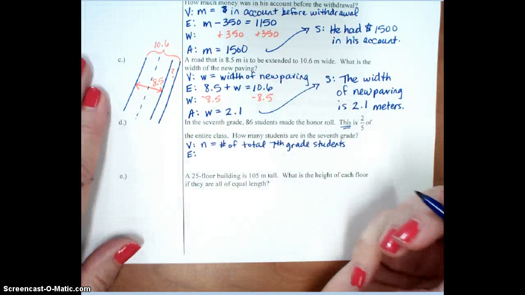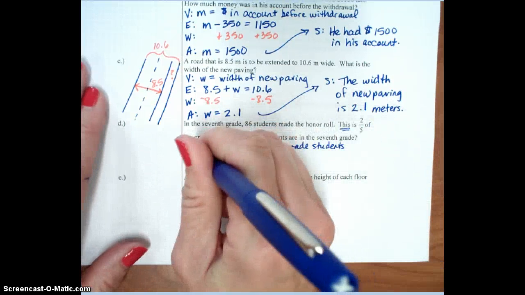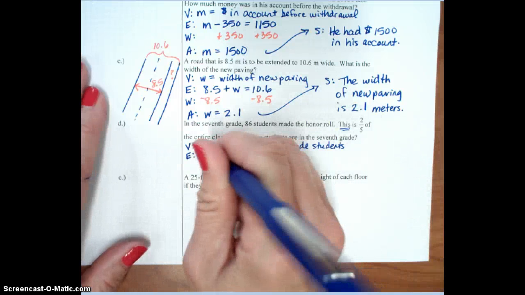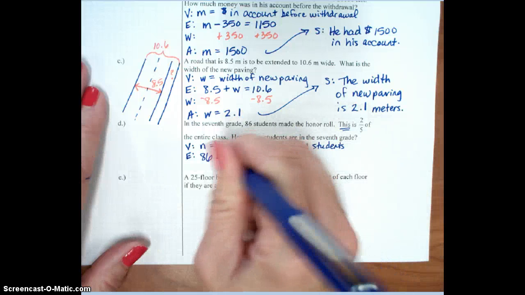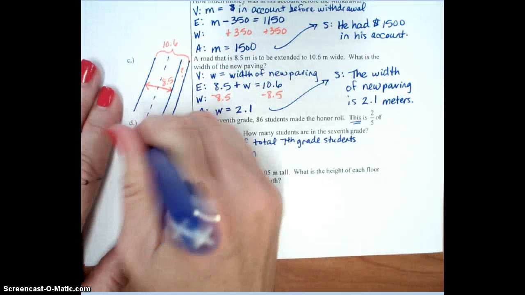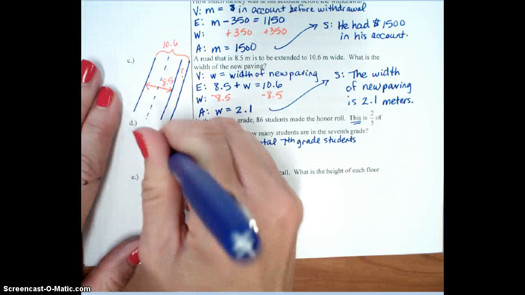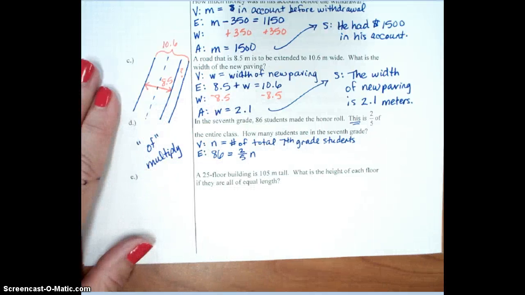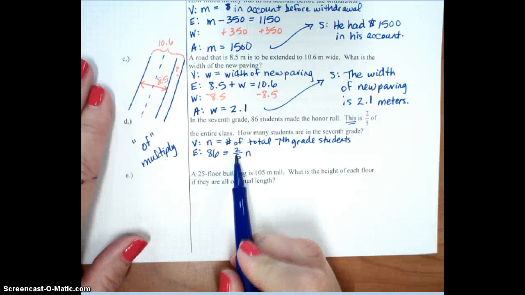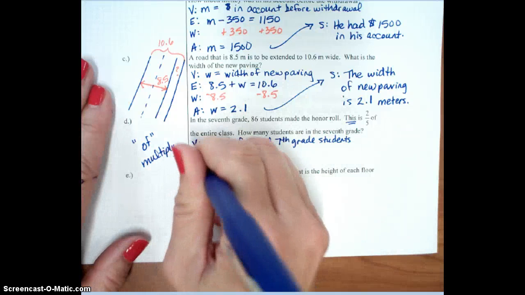For my equation, I'm just going to write what the problem is telling me. It said that 86 students that made the honor roll equals 2/5 of the entire class. So of, when you see that, that really means to multiply. So whenever you see of in a word problem, it means to multiply. 86 is 2/5 of the total number. So I'm going to show my work.